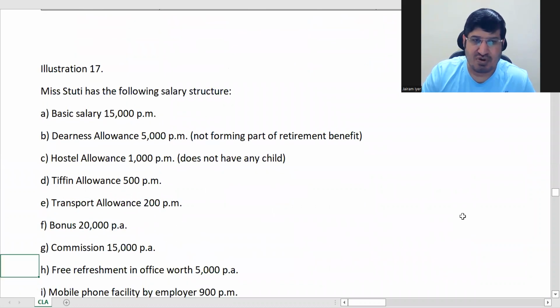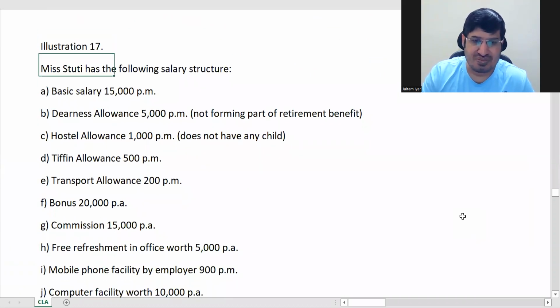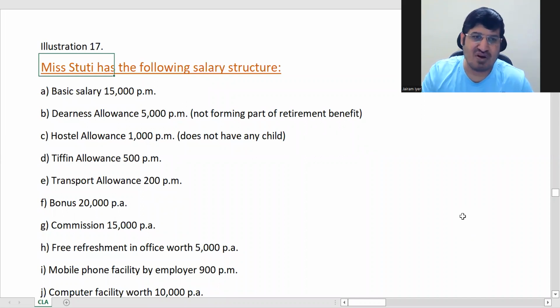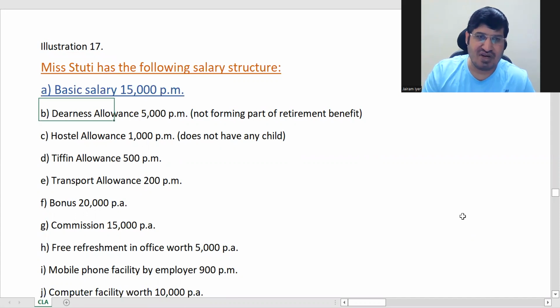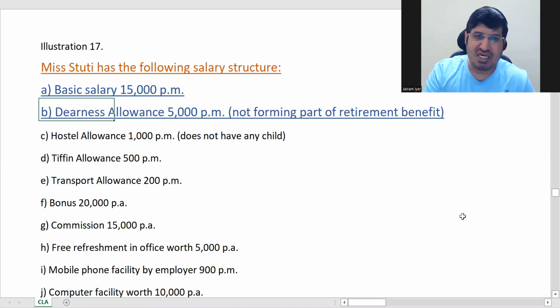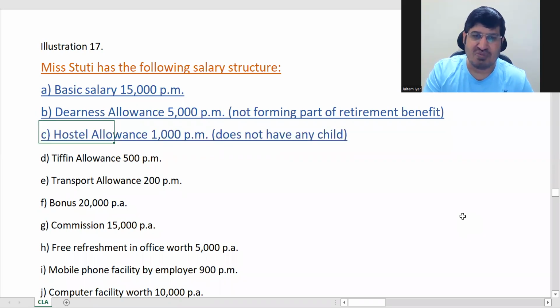So now next problem is, Ms. Tuti has the following salary structure. Okay. Basic salary 15,000, DA 5,000 per month, not forming part. Okay, be careful. It is not forming part of retirement benefits. Postal allowance, 1,000 per month, but does not have any child.